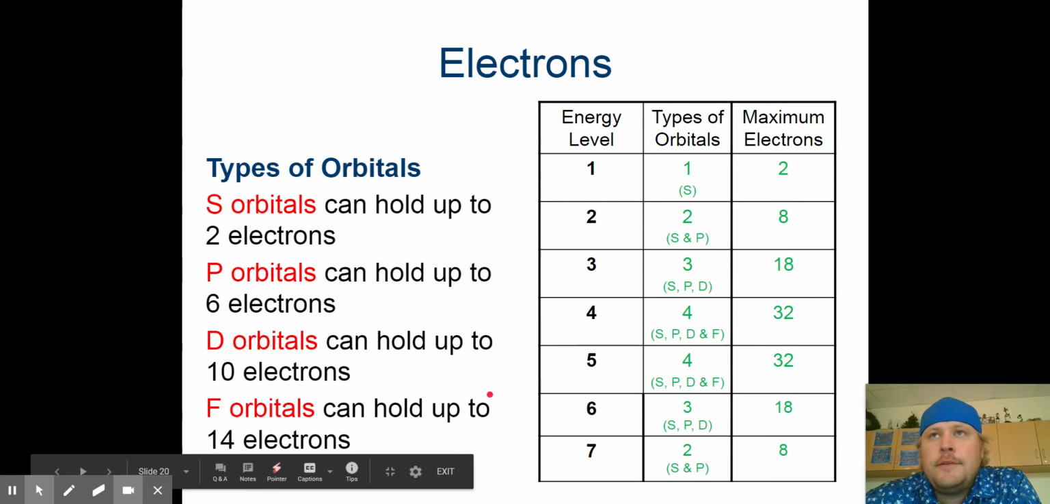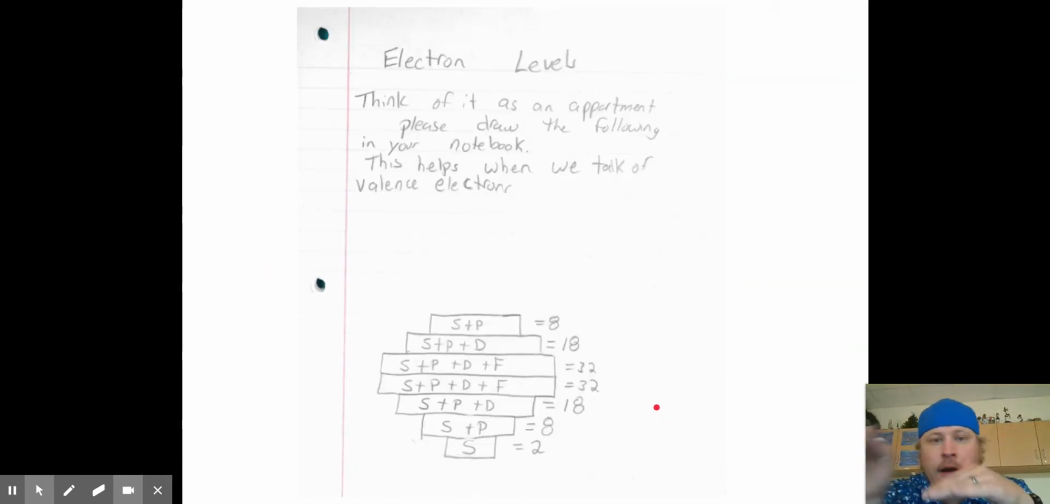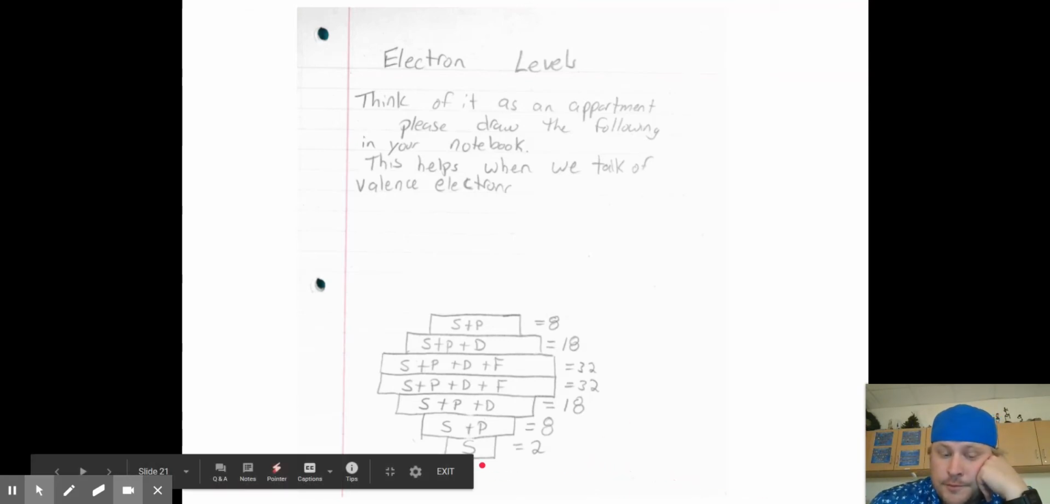So what in the world does this actually mean? All right, so this is the part I want to show you. This is the part where you're going to redraw this in a different form. Okay, so when we talk about electron levels, we talk about the circles around the nucleus, and we're talking about how electrons kind of move around that. I want you to think of it as an apartment building, okay? So on the first floor, there's 2 rooms, okay?